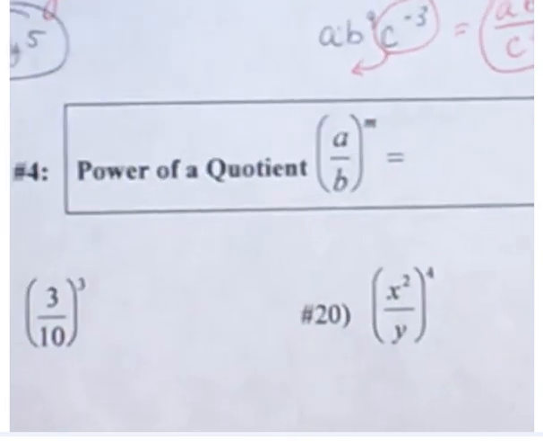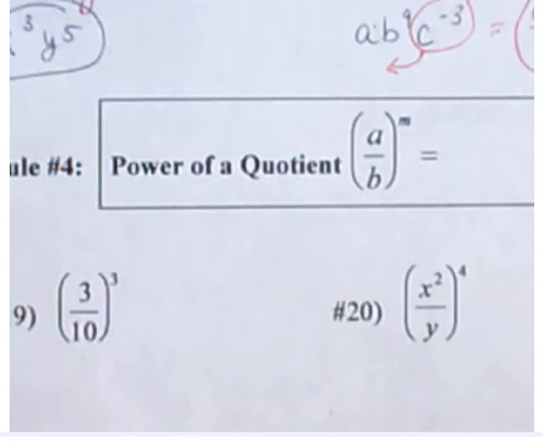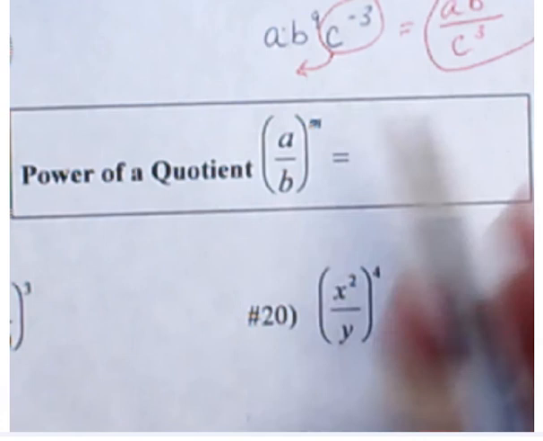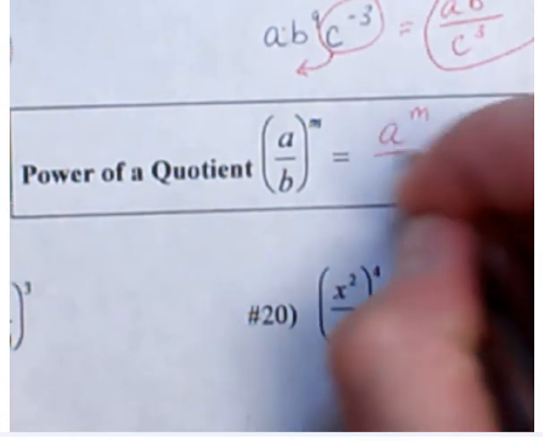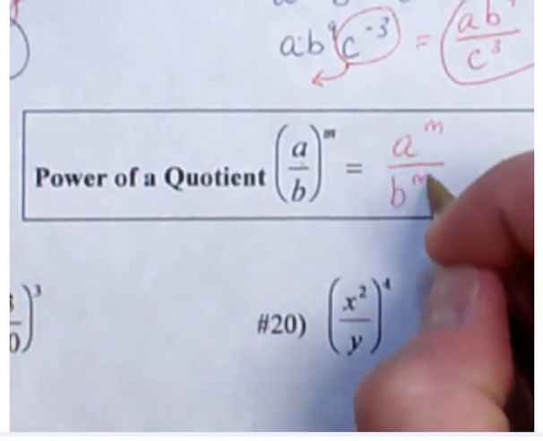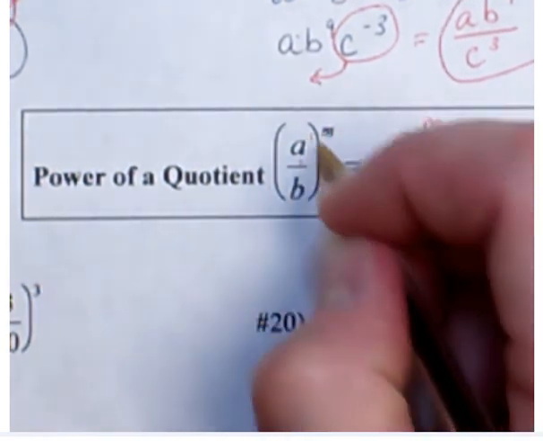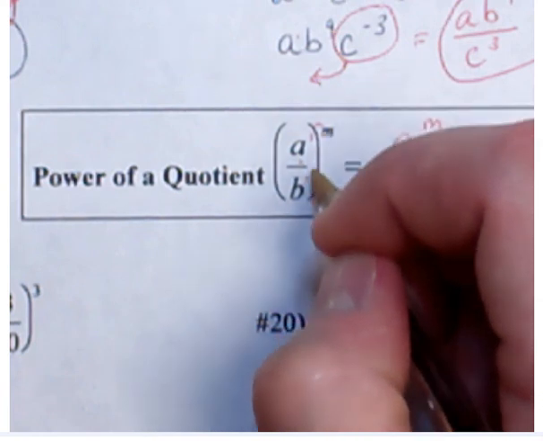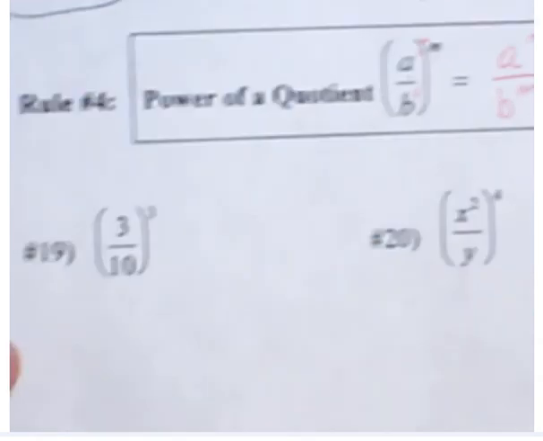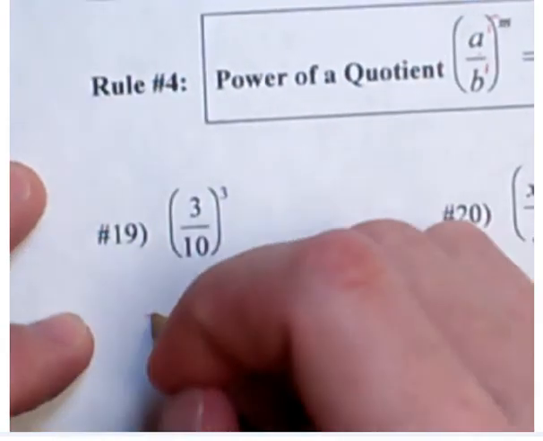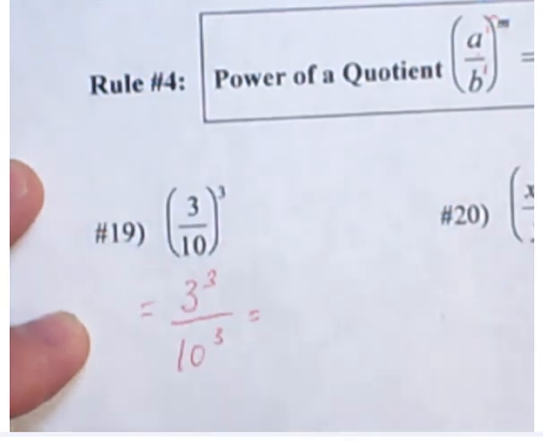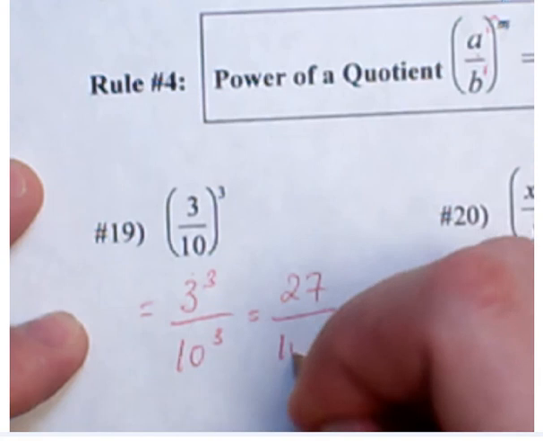The last rule is rule number 4, power of a quotient. If you have a fraction in parentheses raised to a power, each part of the fraction gets raised to the exponent. So that's a to the m, b to the m, because you do exponent power times a power. So the m multiplies both of these. Okay? So number 19, this becomes 3 to the 3rd over 10 to the 3rd. And then we can do 3 to the 3rd is 27, 10 to the 3rd is 1,000.